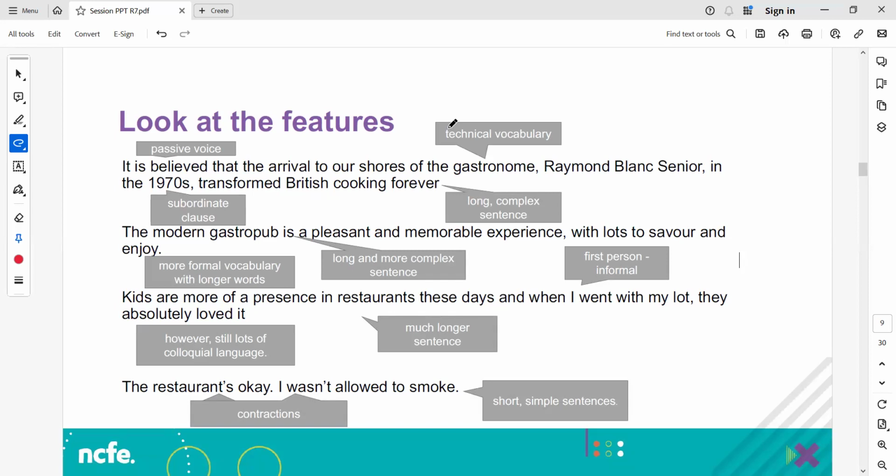Looking at the next sentence: "Kids are more of a presence in restaurants these days. And when I went with my lot, they absolutely loved it." The use of the first person "I" is less formal, more informal. But it's still a longer sentence, so there's still more formality to it than the next one: "The restaurant's okay. I wasn't allowed to smoke." So, very short, simple sentences with contractions. I think you spotted most of those.